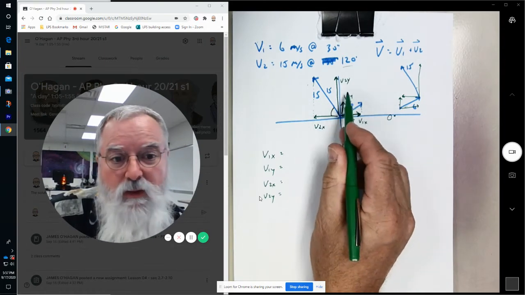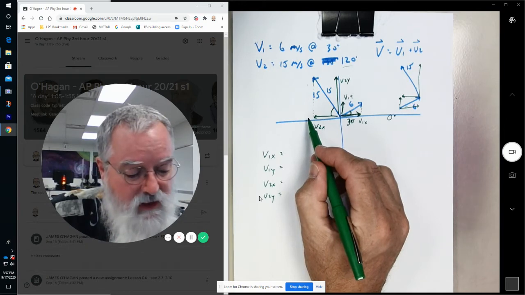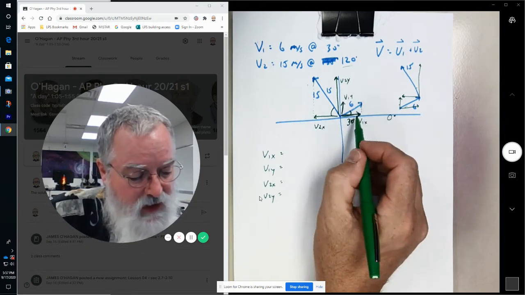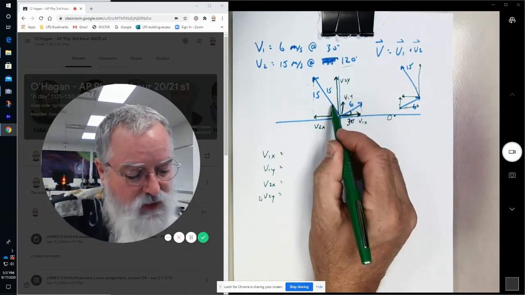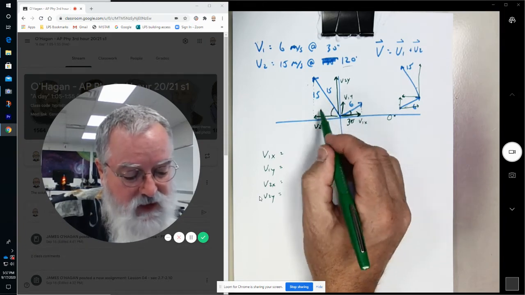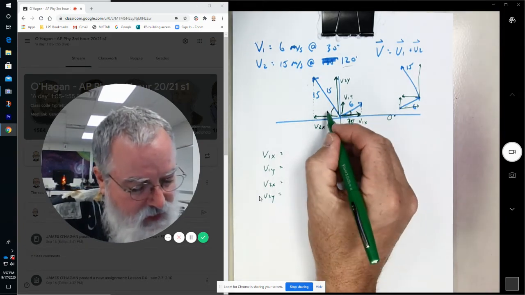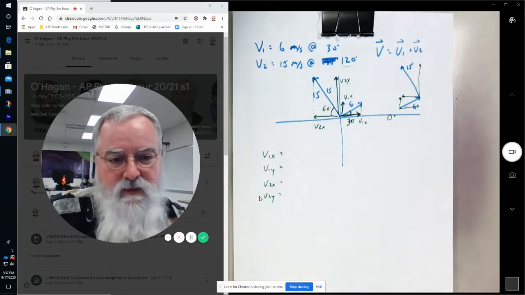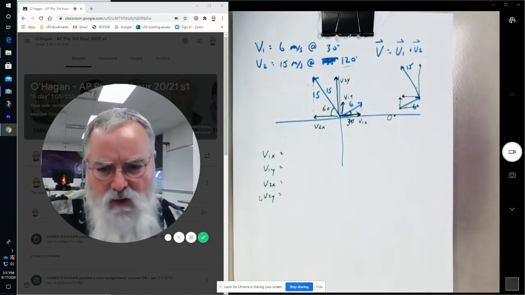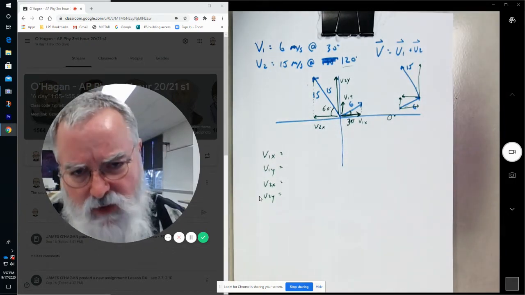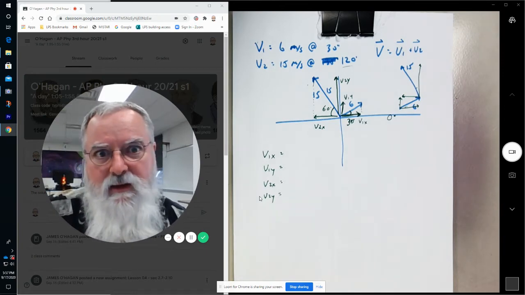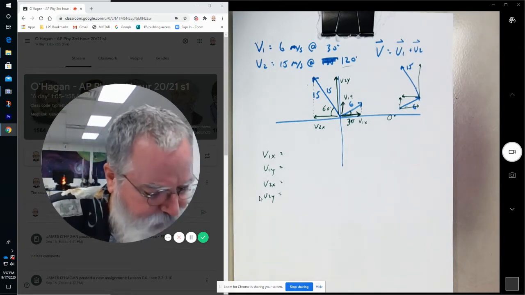From the 0 all the way to the other side, that's 180. I don't want the whole 180. I want 120 less. So 120 plus this must equal 180. I believe that makes this one 60 degrees. So no matter how you do it, you got to find a right triangle, and you got to get an angle in that right triangle. Okay? So here we go.